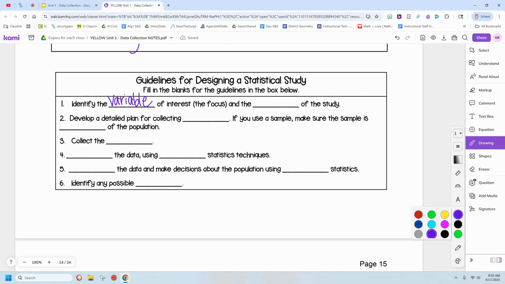And then the population that we're going to be studying. Okay, so we're on the bottom of page 14 in the packet.